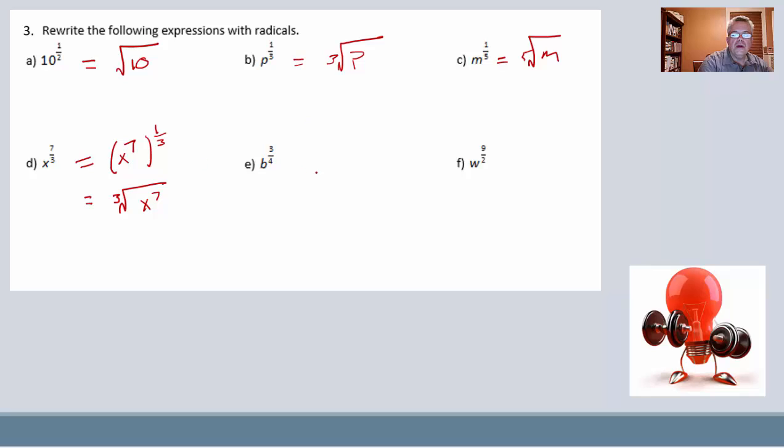So notice that the numerator is the power of x, and the denominator is the index on the root. Okay, so this one we can break up again. Think of this as b to the 3rd all to the 1/4. And that would be the fourth root of b to the 3rd. Okay, this one, I'll skip the middle step. I'll just write the radical. So we know it's a square root because there's a 2 in the denominator, and 9 is the power. So this is the square root of w to the 9th.